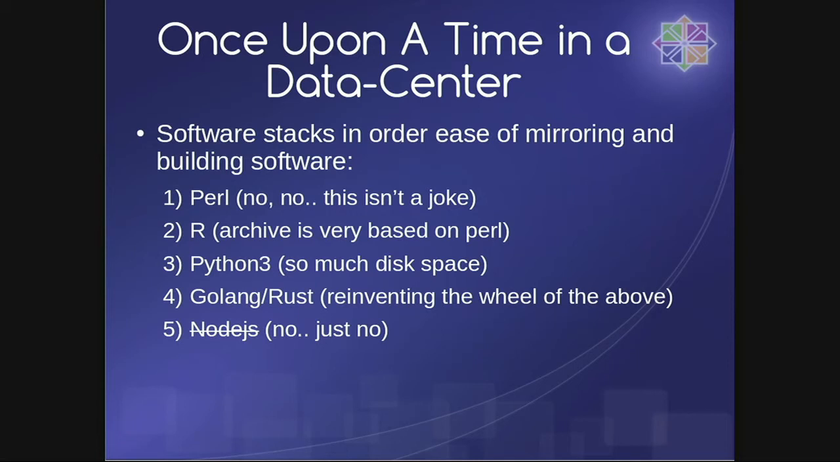Golang and Rust are very tied to the GitHub world, and it's very hard to build an archive of them. There are tools to do it, but most of them will just seem to pull stuff out of Golang. I'll just take a branch. It's Git.